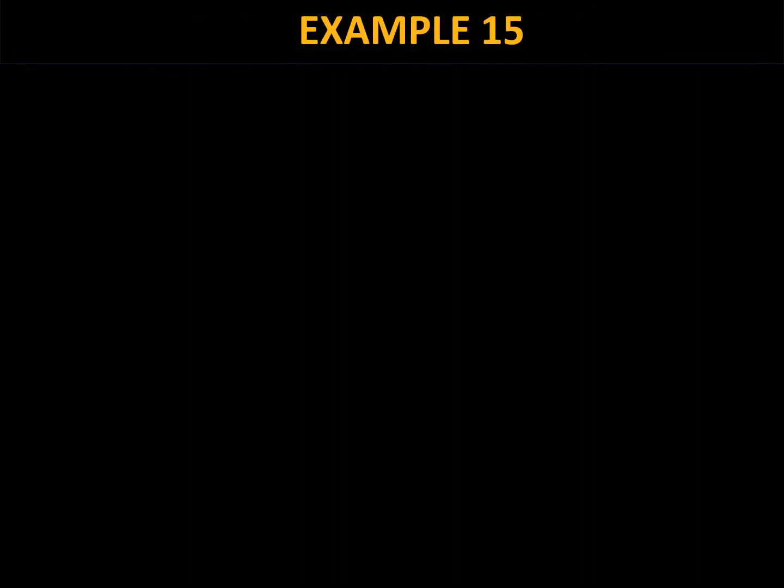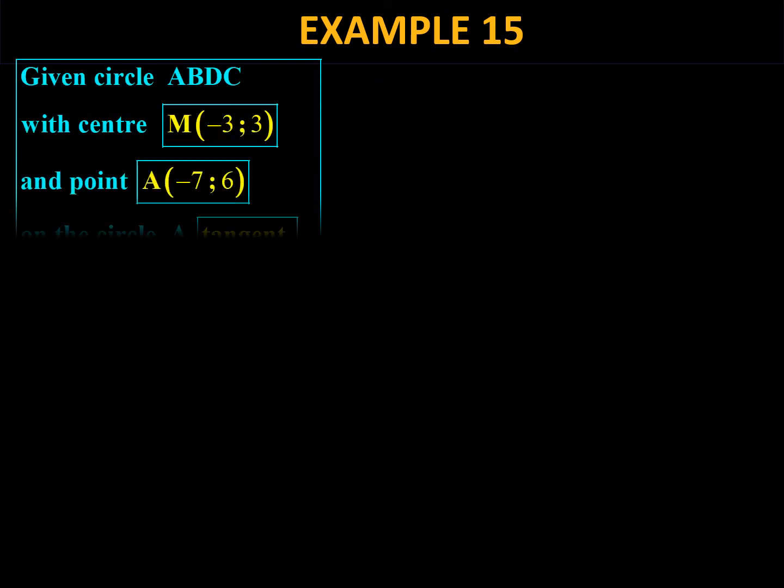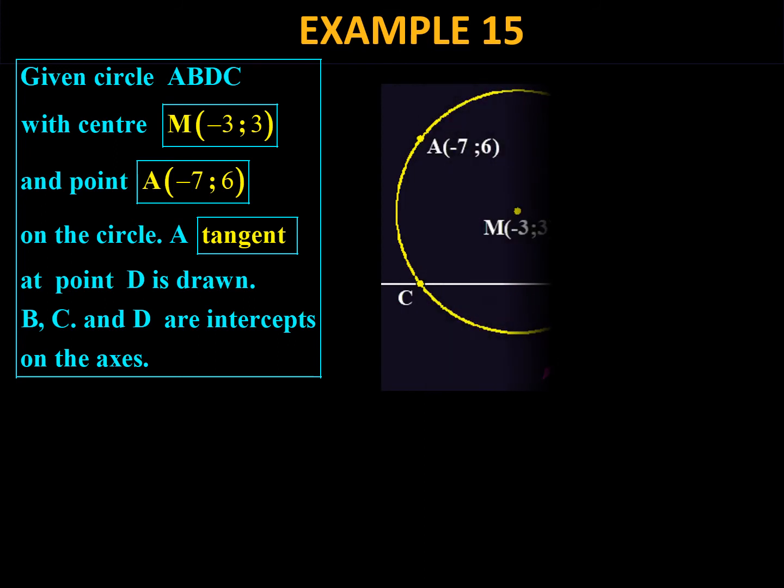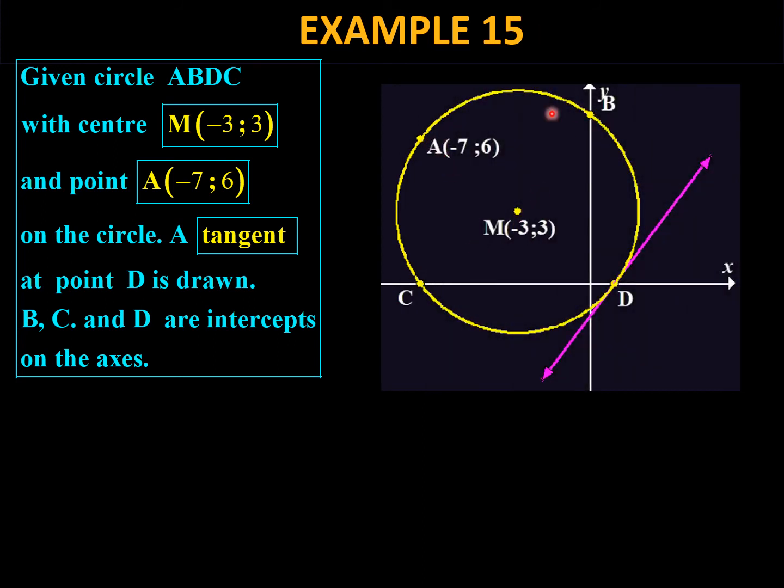Let's look at one more problem here. We have a given circle, ABDC. We look at the diagram. You can see there ABDC, right? And we have a center which is given there, -3 and 3. There's point A on the circle, and we want a tangent at point D. So we've got a tangent here at point D. C and D are x-intercepts and B is a y-intercept.